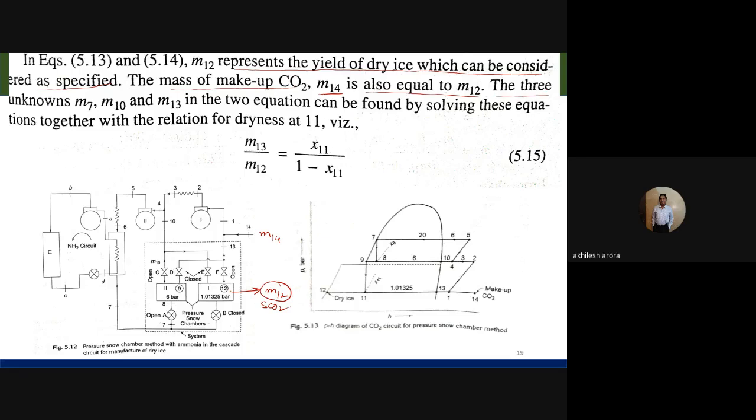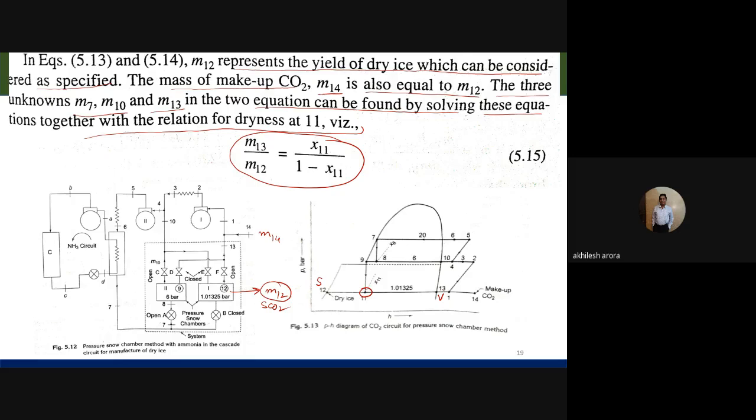The three unknowns M7, M10 and M13 in two equations can be easily found by solving these equations together with the relation of the dryness at 11. So what is this relation? I think you can try to find out this relation, but it's quite easy. If you see it here, what do we have? We have the solid carbon dioxide, and here we have the vapor.